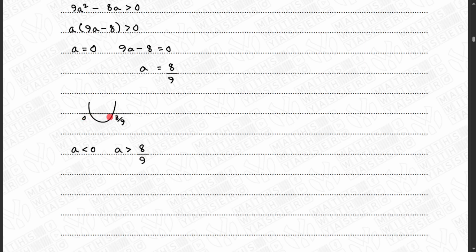Since these are the two values and we have a positive quadratic equation, that means in order for the discriminant to be greater than 0, a must be less than 0 and a must be greater than 8 over 9.